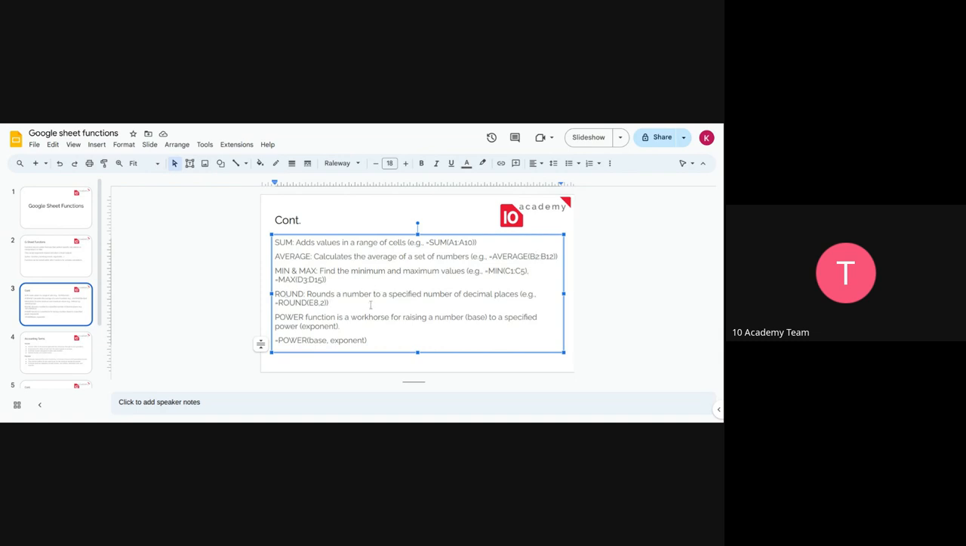ROUND is used when we have a number with decimal points and we want a specific number of decimal places. It will round our numbers to two decimal places, for example. And the POWER function, you are actually going to be using this one. It raises a base number to a specified power or exponent. The syntax is equals POWER, base, then the exponent. So when you want to find 2 cubed, you write 2 for the base and 3 for the exponent. That's the syntax. Any questions so far on the functions?